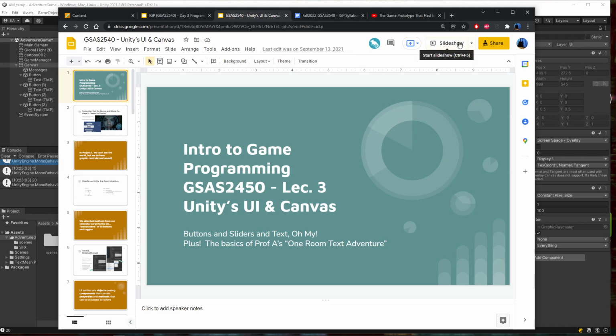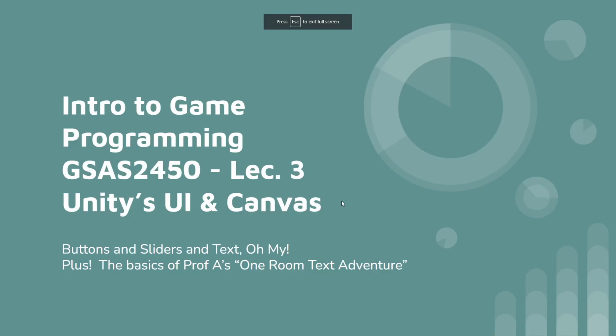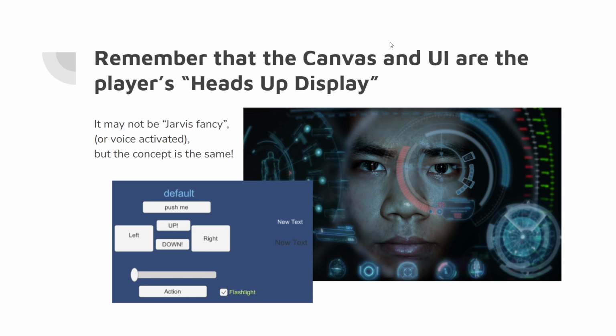All right. So let's talk about this Unity UI, the canvas, right? Buttons and sliders and text. And how are we going to use them within that one-room text adventure and our new and improved calculator example here. So remember that the canvas and UI are the player's sort of heads-up display. It may or may not be Jarvis-fancy or voice activated, but the concept is the same, and you can get to that point. You certainly can develop very sophisticated user interfaces using the canvas. You can use graphical elements, you can have them be animated, you can do all sorts of stuff, but we're not going to start off there. We're going to start off with the basics.